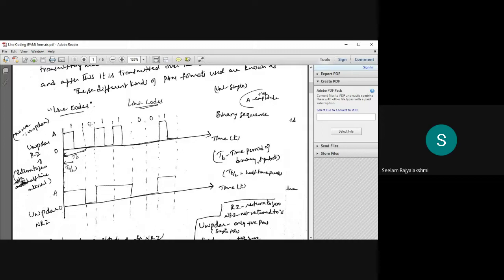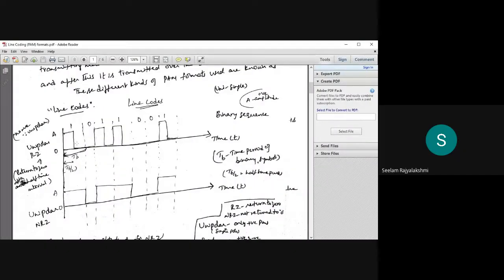Because of 0, it goes to 0, and again we have 1, 1 followed by 1. So again we will have the value 1 at A. Again it does not return to 0. Again we have 1, the pulse moves to A. Again here we have two zeros, so the pulse moves to 0, 0. Again we have 1, so again the pulse moves to A. So this is the difference between unipolar RZ and unipolar NRZ.